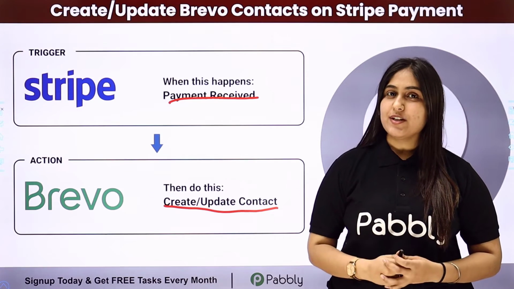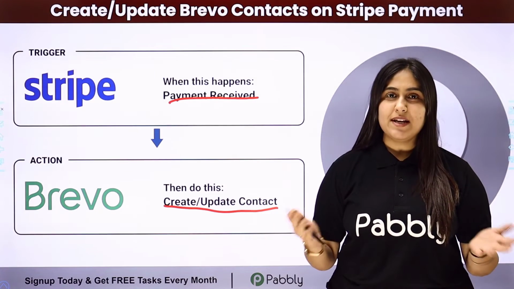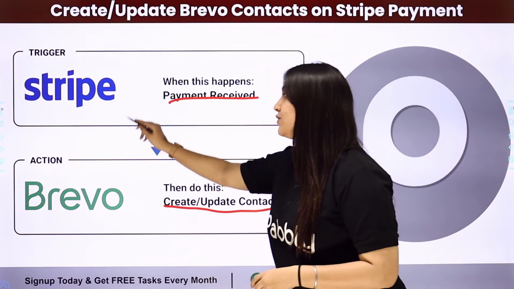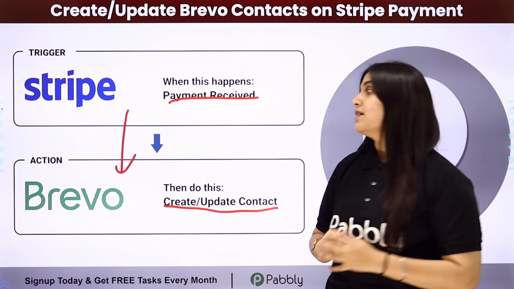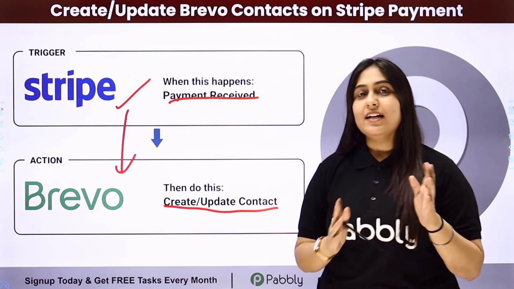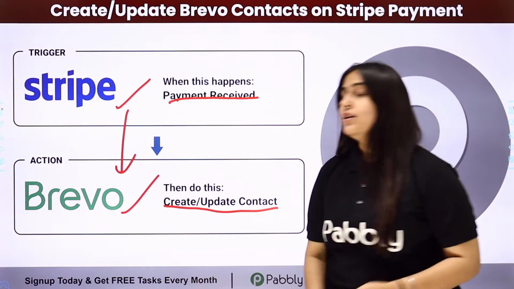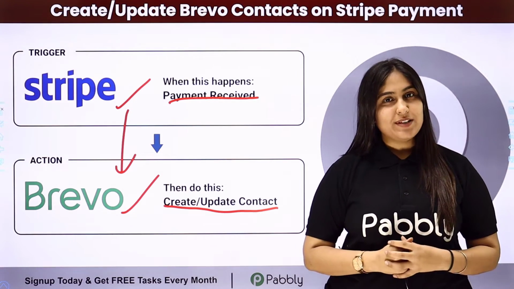So to automate this process, we will use an automation software named Pabbly Connect, in which we need to connect our trigger and our action. So in this process, our trigger application will be Stripe and our action application will be Brevo. To learn this process step by step, let me take you to my screen.